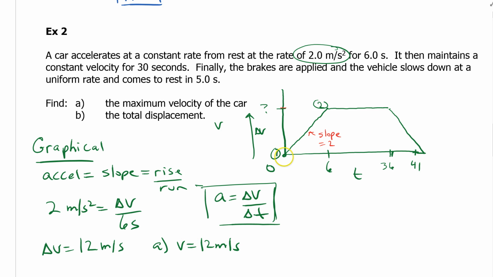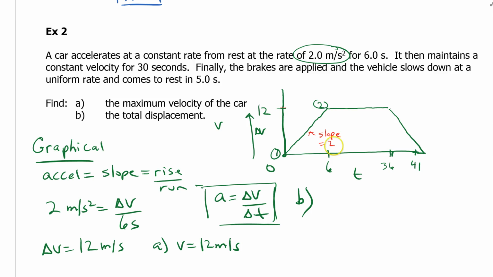Notice if the car would have started at some other number besides 0, we would have taken that number, added 12 to it, and found our answer. So I'll just change this part here and say we're putting a 12 in there because we know it now. All right, now the second part of our question, B, is the total displacement.